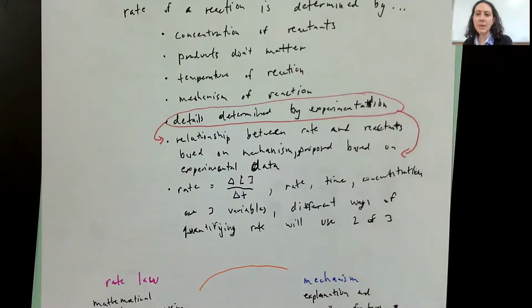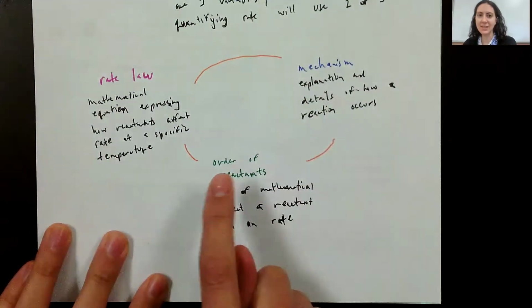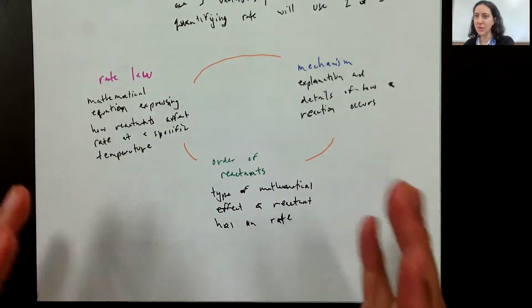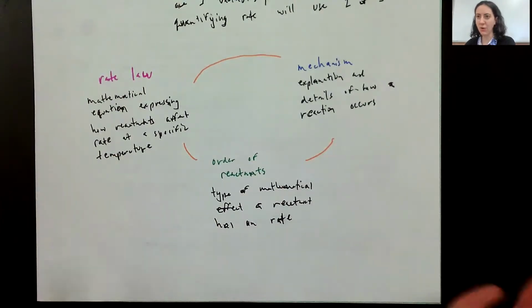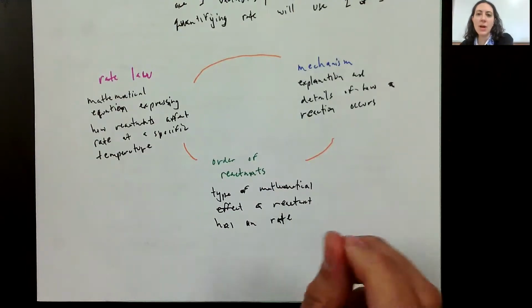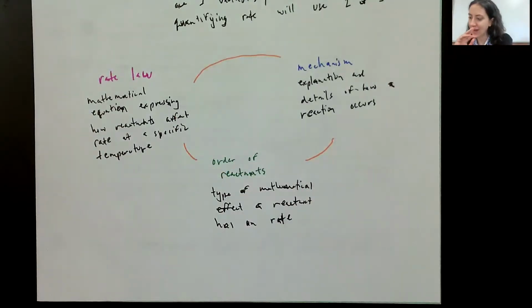Okay, so there's three big ideas that are going to happen and they're all connected to each other. We've got a rate law, a mechanism, and order of reactants. All three of these feed into each other, which again is like that circular, ouroboric nature of this unit. So the rate law is a mathematical equation that expresses how the reactants affect the rate.